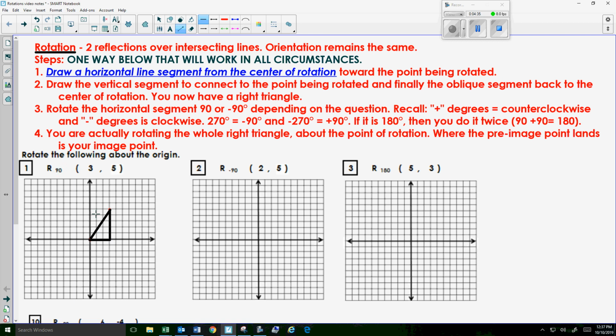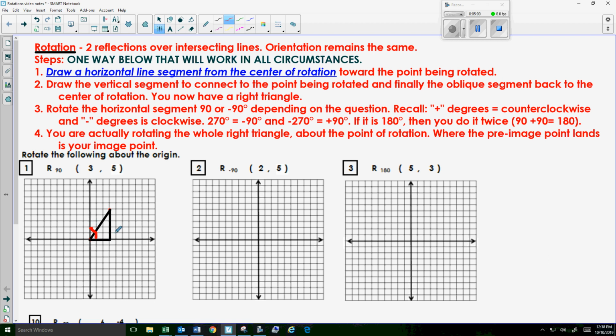We're going to rotate this triangle 90 degrees. How do you rotate the triangle 90 degrees? You look at this horizontal line segment, the first one you drew, and you're going to rotate that 90 degrees. Well, which direction is 90 degrees? 90 degrees is counterclockwise. So this horizontal line segment now gets rotated to a vertical. Right there, that's 90 degrees. The horizontal becomes vertical.